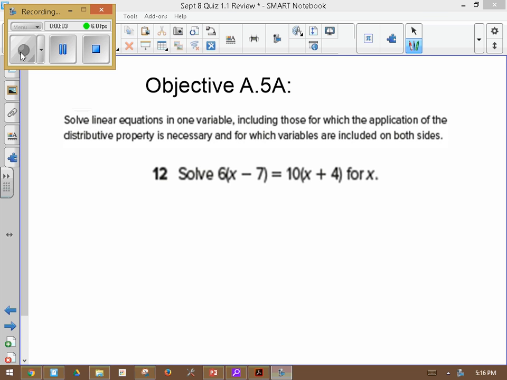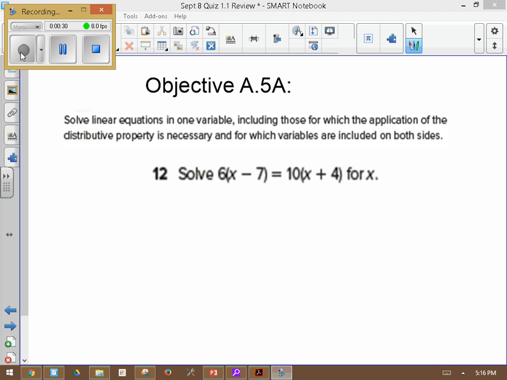In this video, we will look at problems that fit TEKS objective 8.5a. We will solve linear equations in one variable, including those for which the application of the distributive property is necessary and for which variables are included on both sides. And I have a couple of suggested simpler practice problems here to look at.